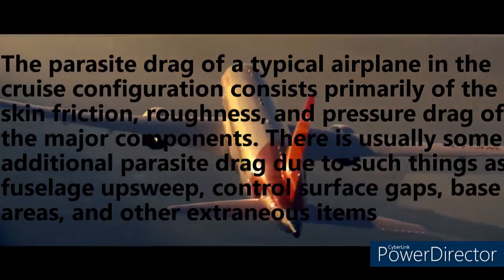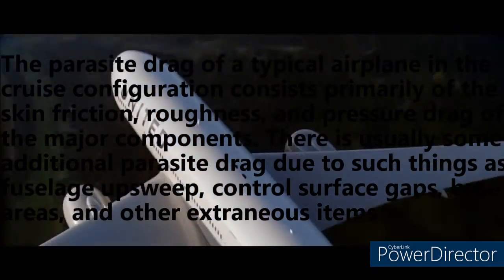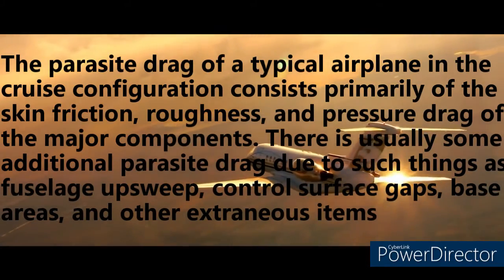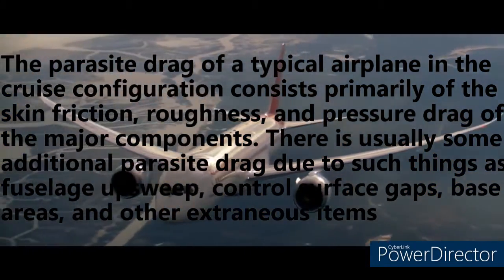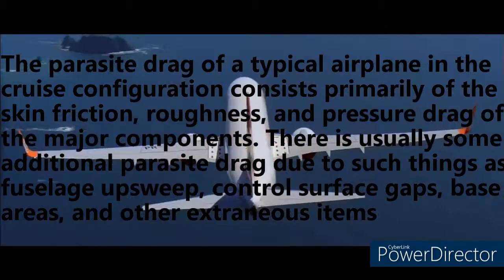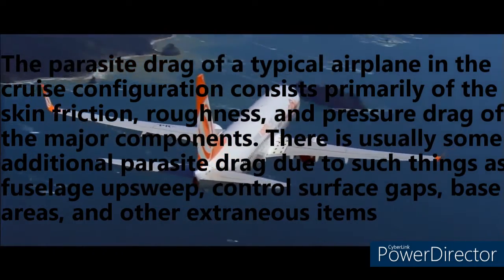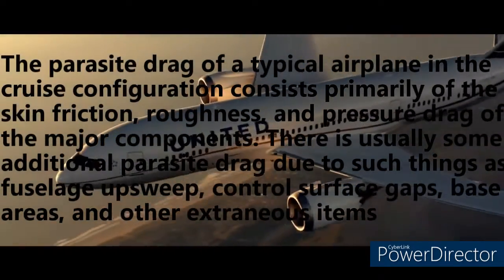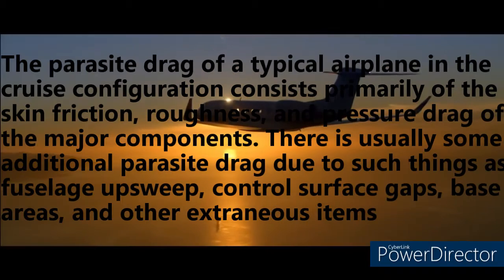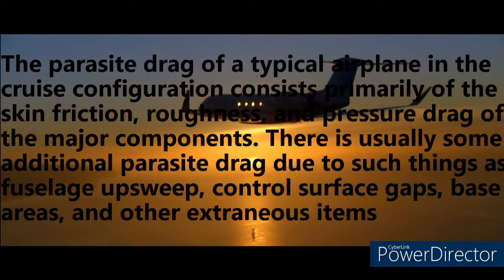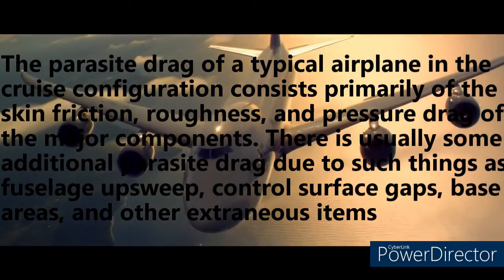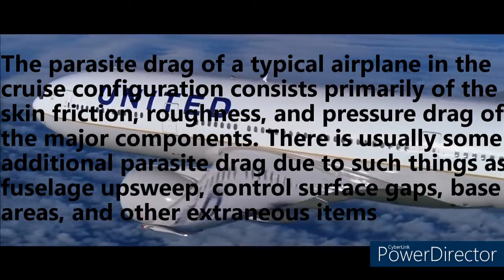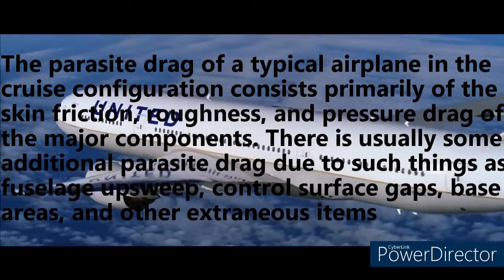The parasite drag of a typical airplane in the cruise configuration consists primarily of the skin friction, roughness, and pressure drag of the major components. There is usually some additional parasite drag due to such things as fuselage upsweep, control surface gaps, base areas, and other extraneous items. Since most of the elements that make up the total parasite drag are dependent on Reynolds number, and since some are dependent on Mach number, it is necessary to specify the conditions under which the parasite drag is to be evaluated. In the method of these notes, the conditions selected are the Mach number and the Reynolds number corresponding to the flight condition of interest.